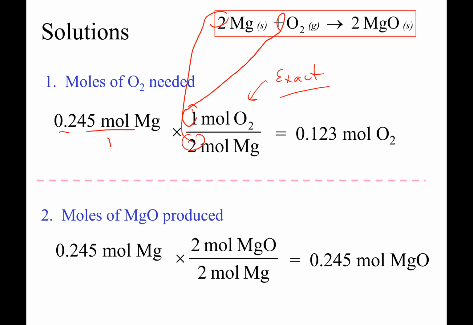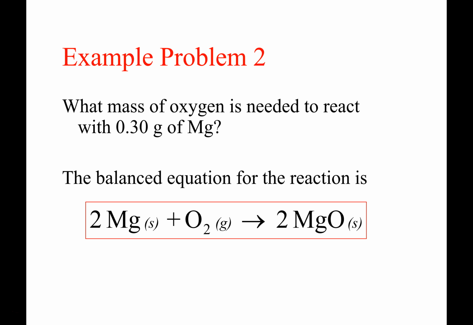Now we're going to take it up a notch. And instead of that, this is probably what you're going to run into. So it says what mass of oxygen, so I'll find O2 and I'll put question mark grams. What mass of oxygen is needed to react with 0.30 grams of magnesium? And I'll kind of diagram it here, but it's on the next slide too. I'm going to start with magnesium instead of the O2 because that's what I know something about.